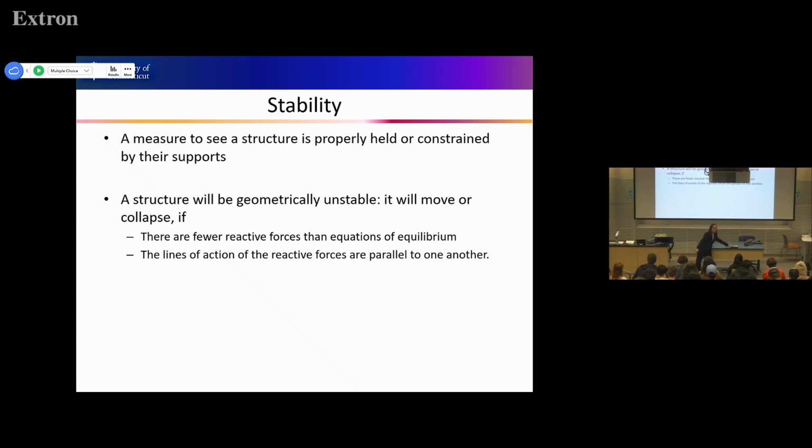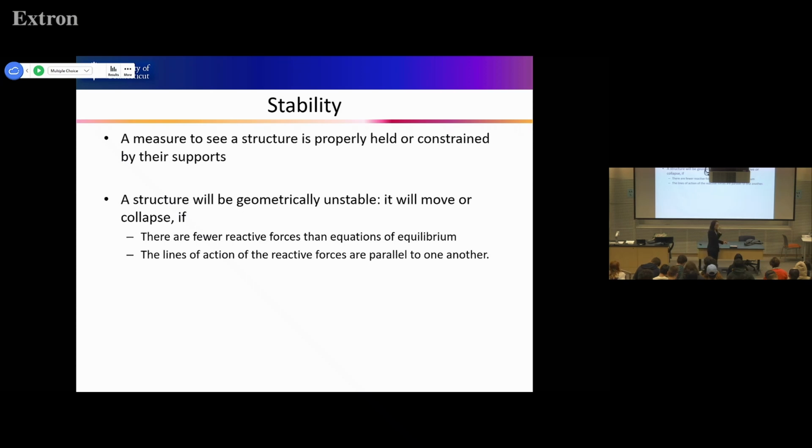Is this book stable? Somehow, if there's no horizontal forces. But we cannot guarantee there are no horizontal forces in the real world, right? There could be wind, and there could be thermal expansion, which is a horizontal force as well, right? And then this can move, right? So this is not stable. So these 2 examples are the first case: fewer reactive forces than 3.